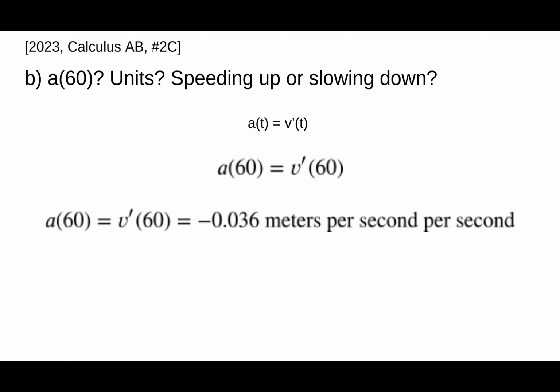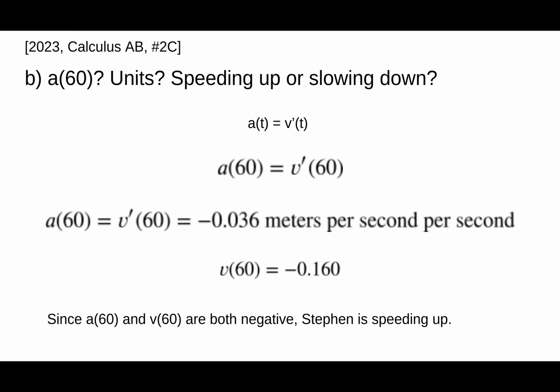Now, to determine if Stephen is speeding up or slowing down at this time, we need to know the sign of v of 60. Remember, if v of t and a of t have the same sign, then we have speeding up. And if they have opposite signs, we have slowing down. We can use our calculator to determine v of 60. It's negative 0.160. Notice that a of 60 and v of 60 have the same sign, so Stephen is speeding up at t equals 60 seconds.